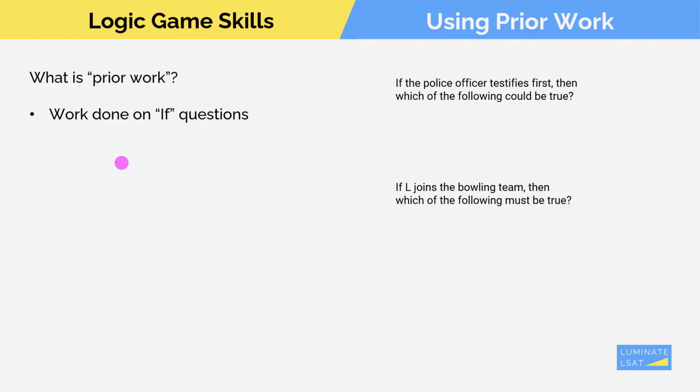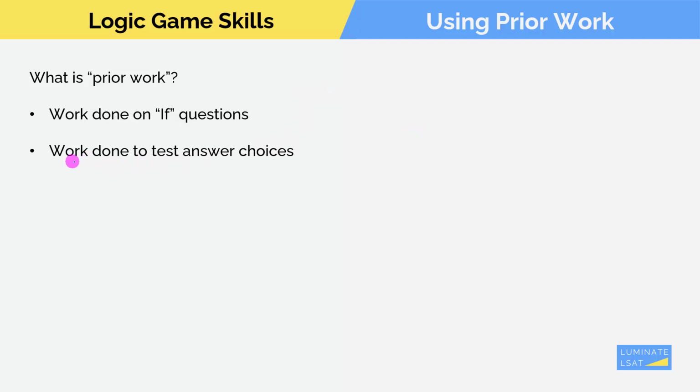Now, the second place that prior work comes from is the work that we do to test answer choices. So sometimes we're doing a problem and we can't quite tell the difference between two answer choices. They look like they could both be true. In that case, we might draw one of the answer choices and just try to see if it works. Any possibilities that we draw when testing answers that actually follow the rules are, again, things that might be useful in future problems, and so we should keep it and not erase it to be used as prior work.